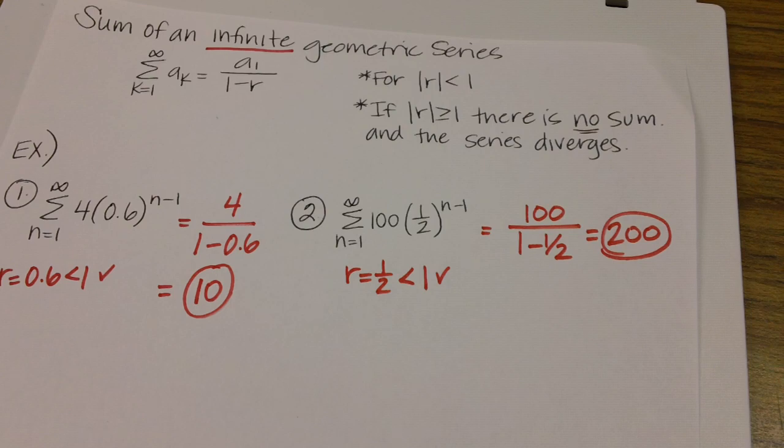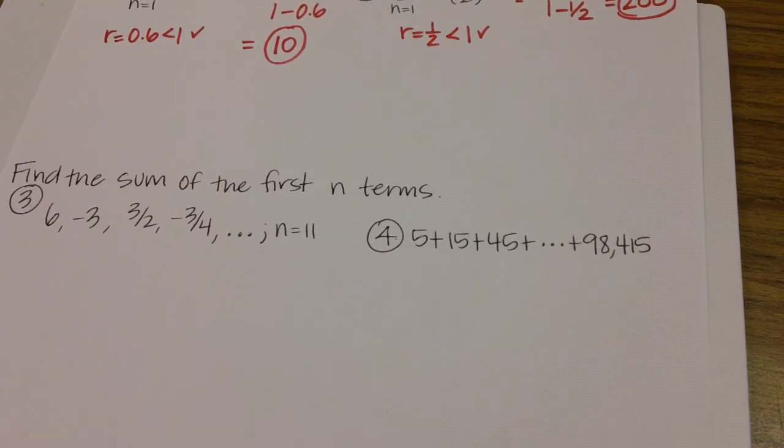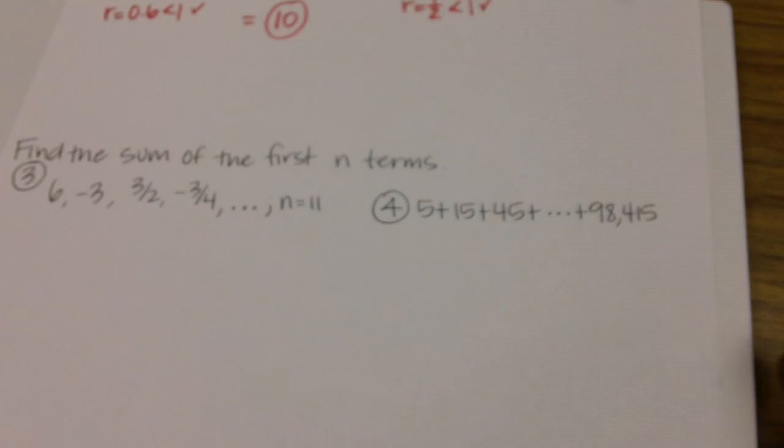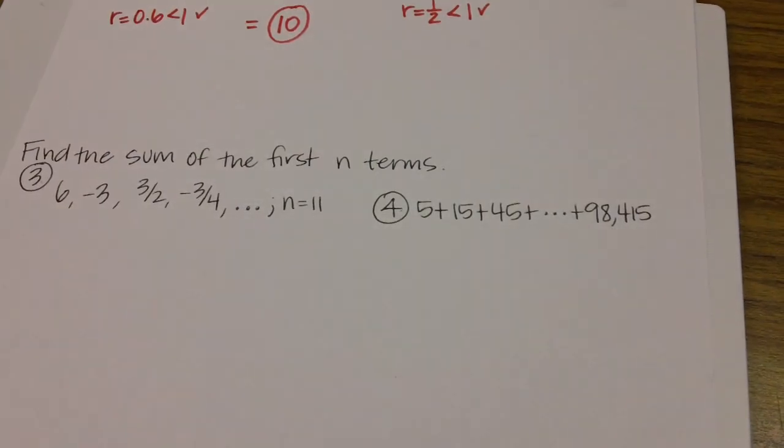All right. At the bottom are 2 additional examples. These are going to be for finite geometric series. We are asked to find the sum of the first 11 terms. These are just 2 additional examples for this section here.